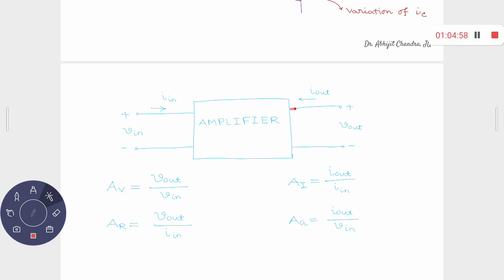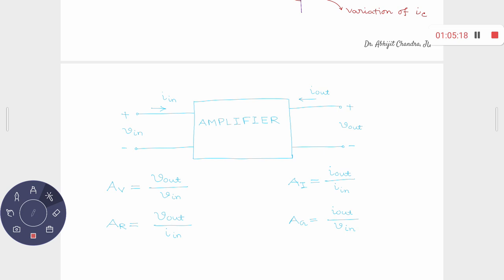And here also the output is another set of ports. So this is known to be the reference line. This is a reference, the same reference line over here at the input side, and the same reference line over here at the output side. And you have the two ports. This is known as the input port, input side. This is known as output side.